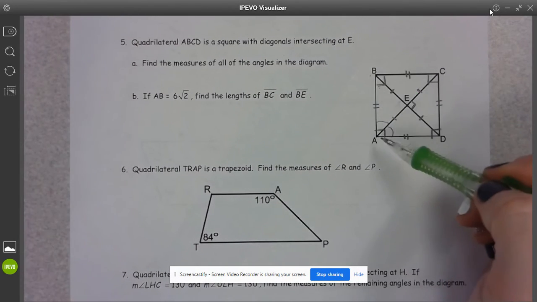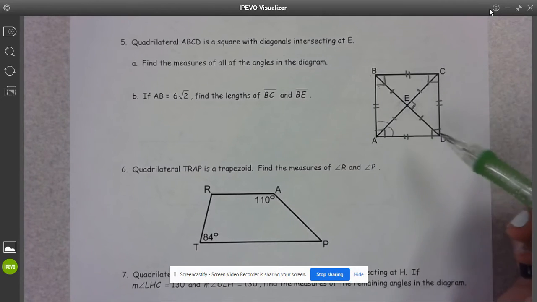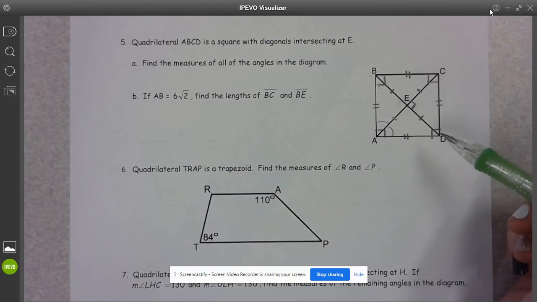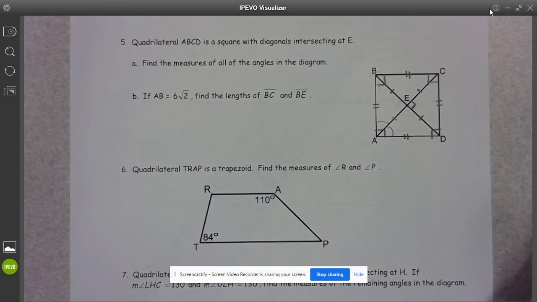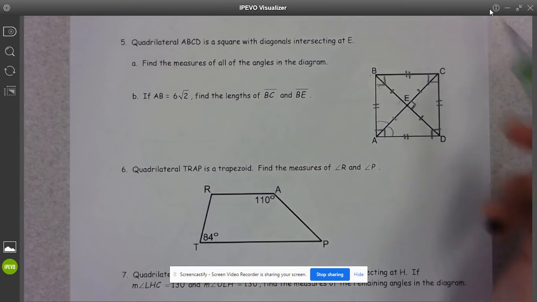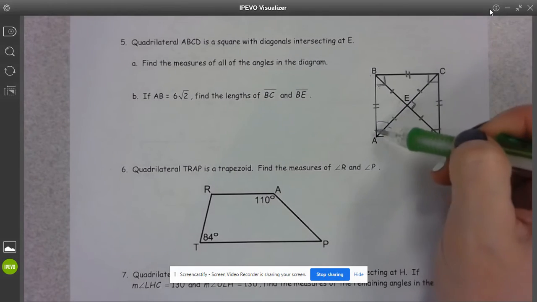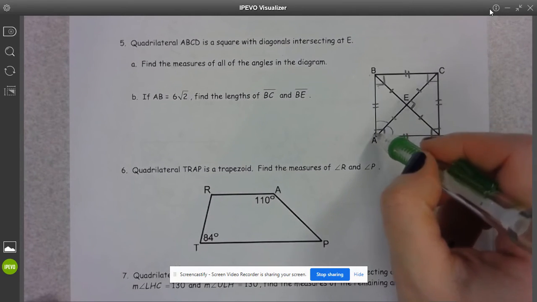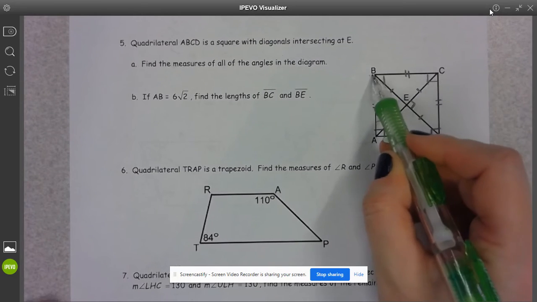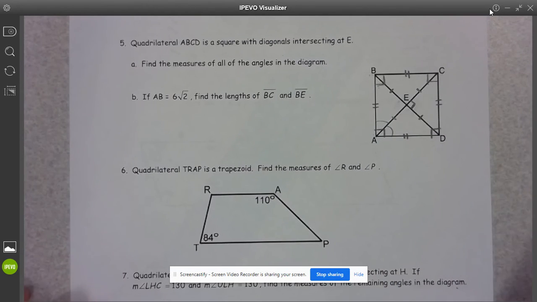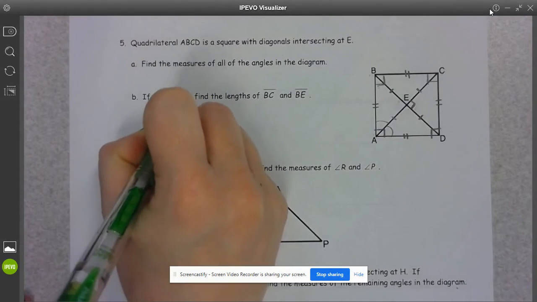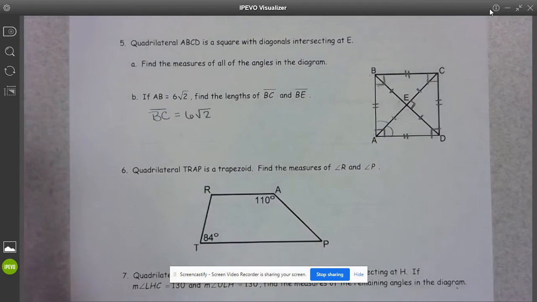So BAE, EAD, ADE, EDC, and so on, they're all 45 degrees. So my angles are either going to be 90 or 45. All right. AB is 6 radical 2. And I have to find the lengths of BC and BE. Well, I know BC is also 6 radical 2.